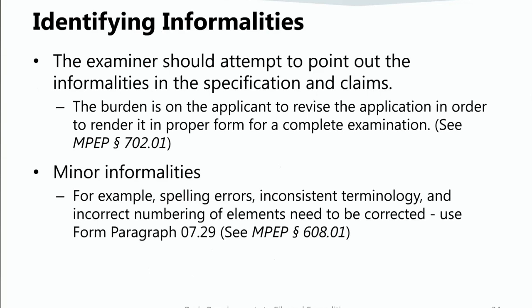Informalities include errors such as misspelled words, inconsistent terminology, and incorrect numbering of elements. It is the examiner's responsibility to identify informalities in the specification and claims. The examiner then uses Form Paragraph 7.29 to object to the disclosure and note the informalities found. Note that this is an objection that the applicant must correct rather than a rejection, which denies the patentability of the invention as claimed. This is important because if a patent is eventually granted, the specification and claims will become part of the public record.